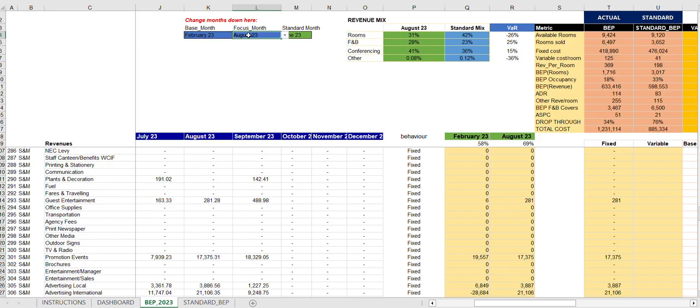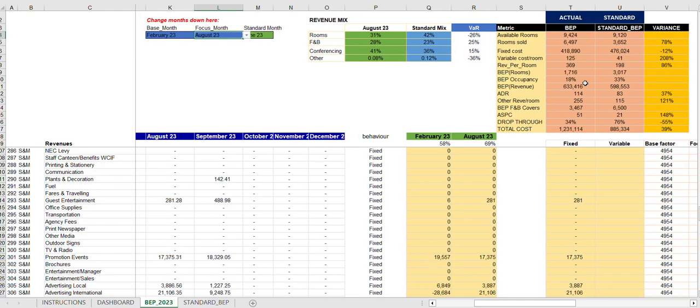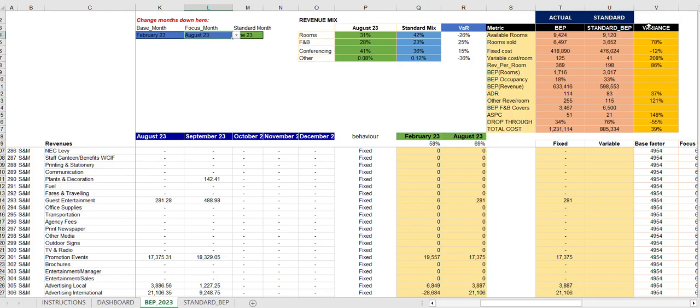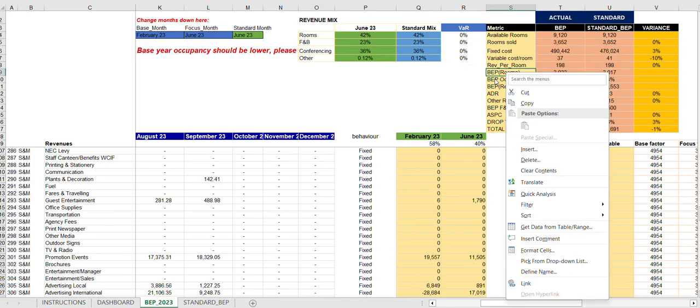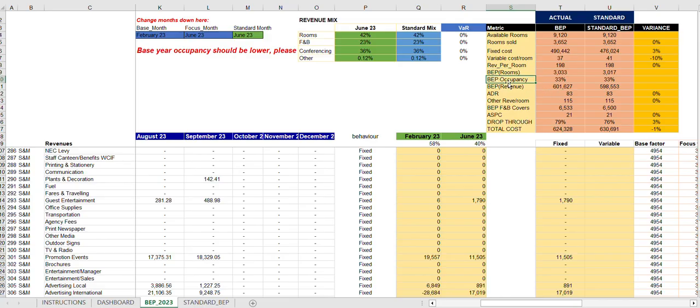So here is where you can switch. For example, you want to see the break-even point, and the magic happens here, in the calculations. Here you can choose any month that you want, and the break-even point will calculate. There are three metrics for break-even point here. We have break-even point in rooms terms, in occupancy percentage terms, and in revenue terms. So this is how many rooms we need to sell to break even, this is what occupancy we need to break even, and how much revenue we need to generate to break even.